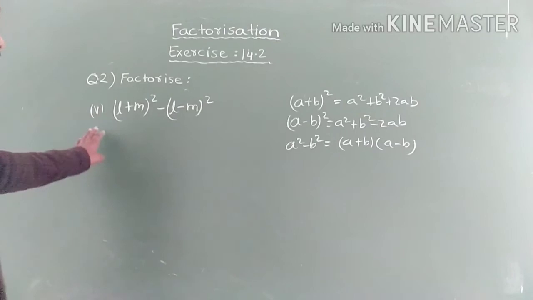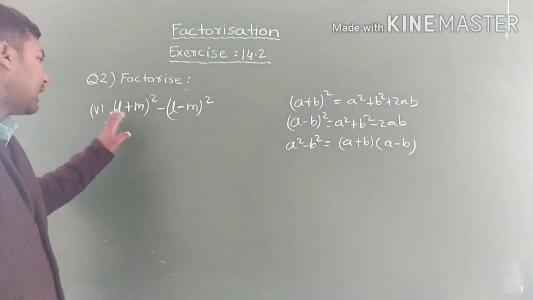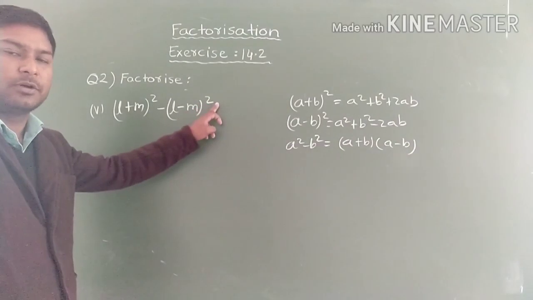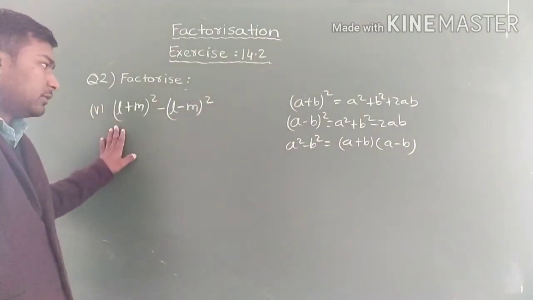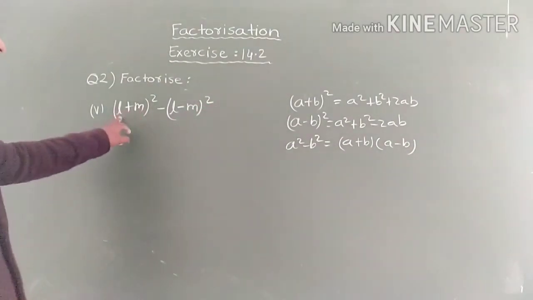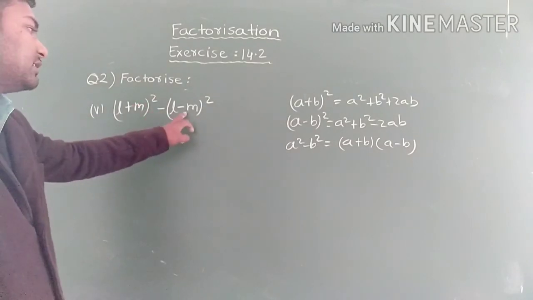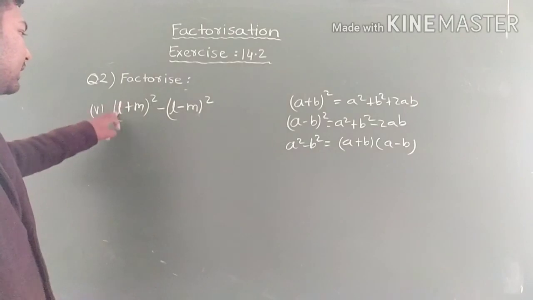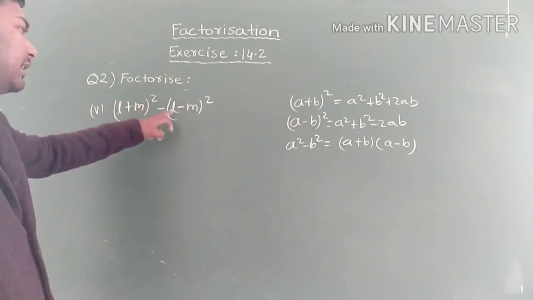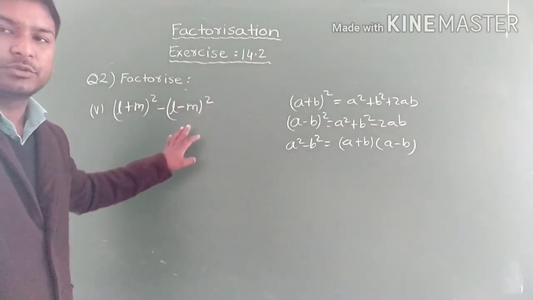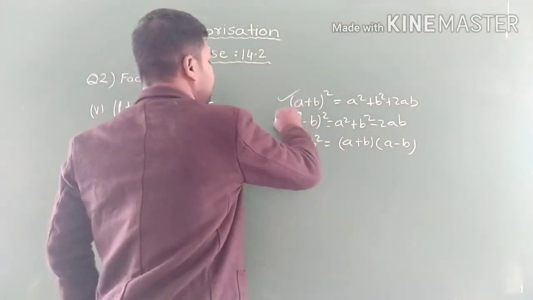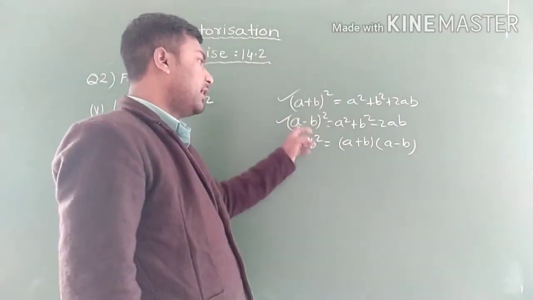Next question, question number 5. l plus n whole square minus l minus n whole square. This question is in the form of a plus b whole square minus a minus b whole square. So just open the bracket by using these two formulas, a plus b whole square and a minus b whole square.